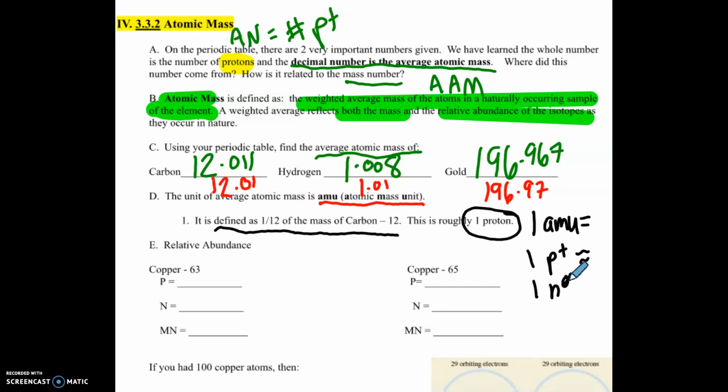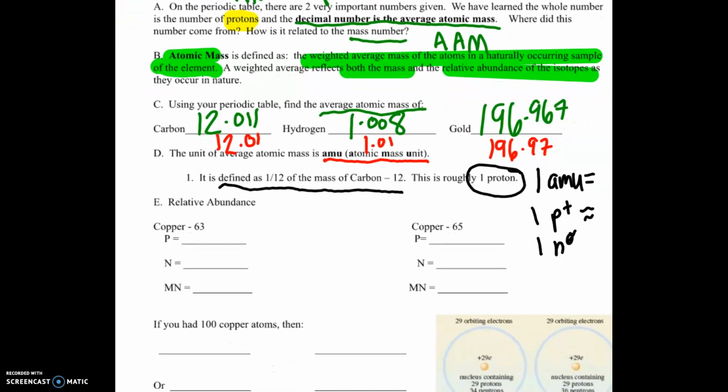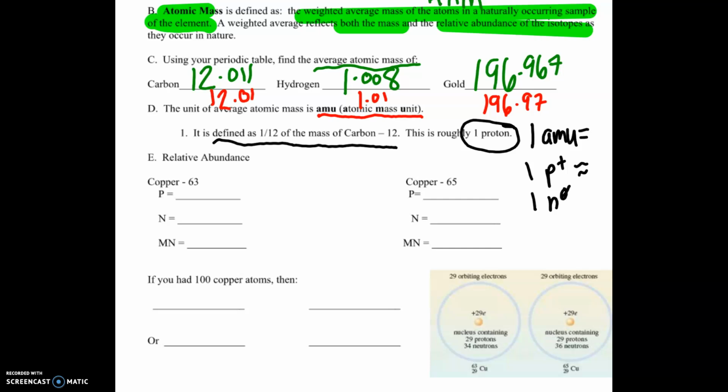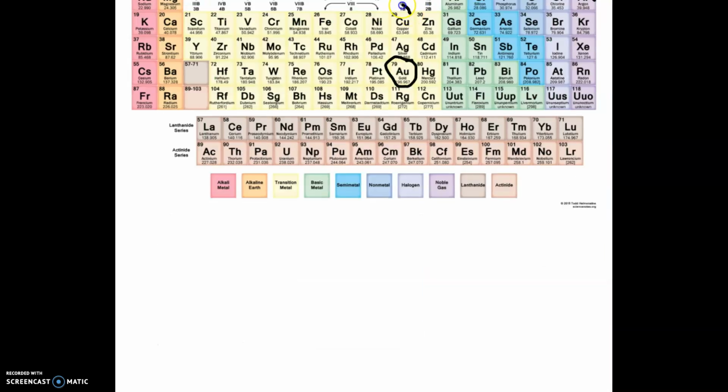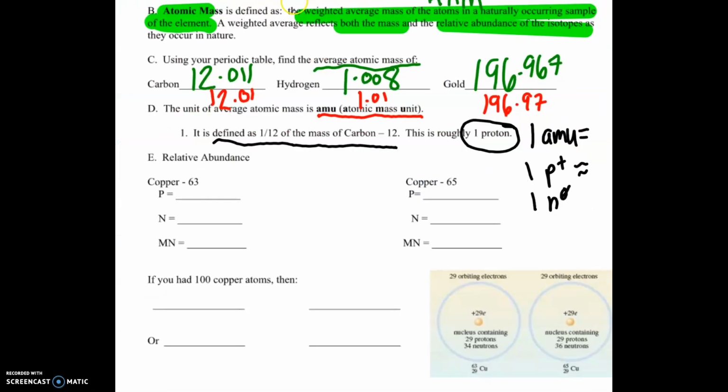So let's look at an example for copper, and that's going to show you how the mass number and the average atomic mass number are related. So we're going to scroll down a little bit here. Let's take a look at copper 63 first. So go to your periodic table, find copper. Copper is right here, 29 protons in the nucleus. That is what makes it copper. So copper 63 has 29 protons, as does copper 65. If it didn't, it wouldn't be copper.